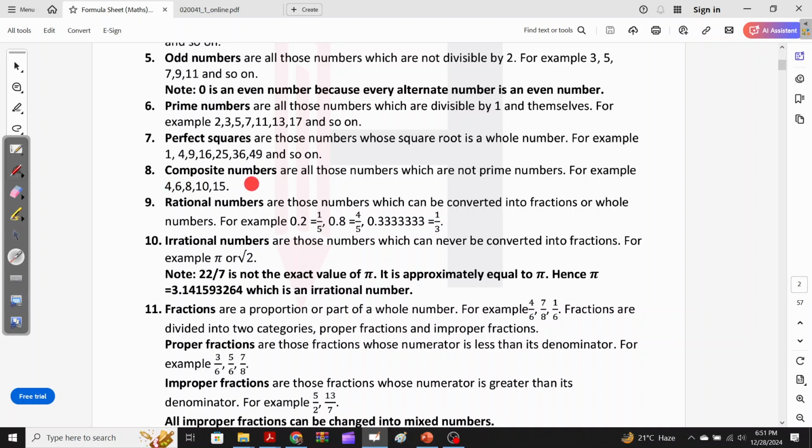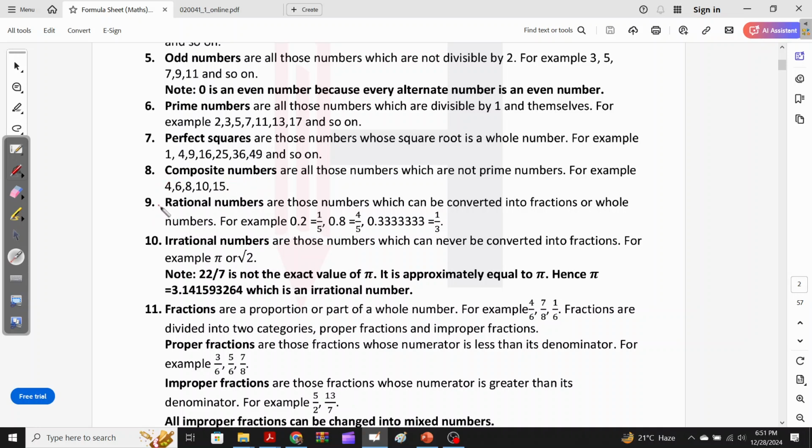These are very unique composite numbers. You must take it very carefully. Composite numbers are all those numbers which are not prime numbers. For example, apart from the prime numbers, all the numbers will be treated as composite numbers. So, like 4 is a composite number. 6 is not a prime number. 8 is not a prime number. 10 is not a prime number. 15 you can treat as not a prime number. So these are termed as composite numbers.